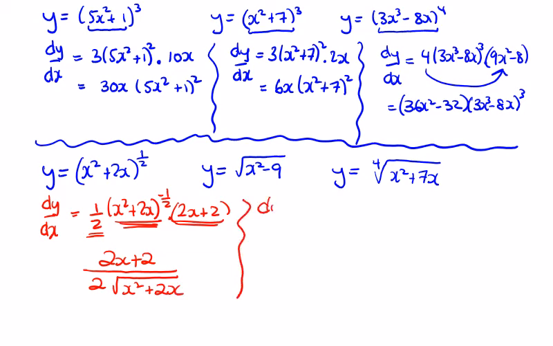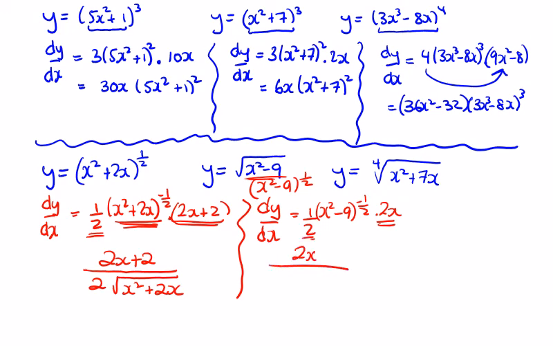dy dx for the second one is equal to, I'm going to write it as x squared minus 9 to the power of a half first. So it's going to be a half times x squared minus 9 to the power of minus a half, and we're going to multiply the differentiated inside, which is just going to be 2x. So you can see here, the 2x is the only thing that remains on top. And on the bottom I have this 2 twice x squared minus 9 to the power of a half, or the square root of x squared minus 9.